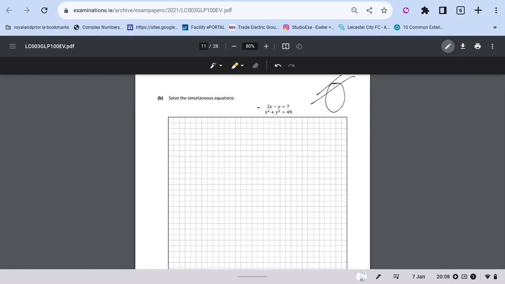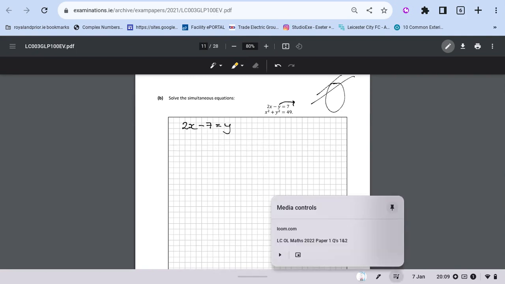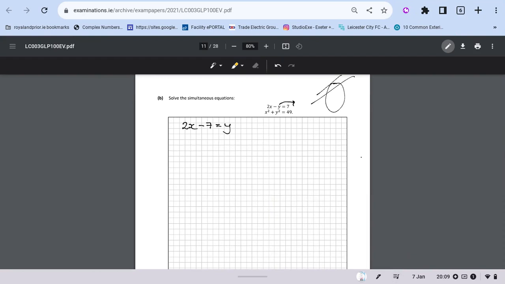This is my line, the first one. This is my circle, the second one. So what you must do is you work with a simple one, I always say, the line, and get one of the letters on its own. Now get your y on its own there. So you've got 2x minus 7 is equal to y. So the 7 came across and your y came across.